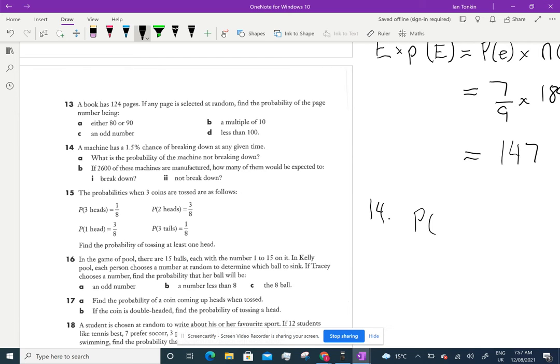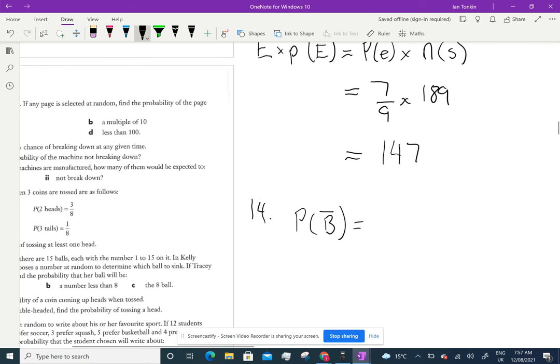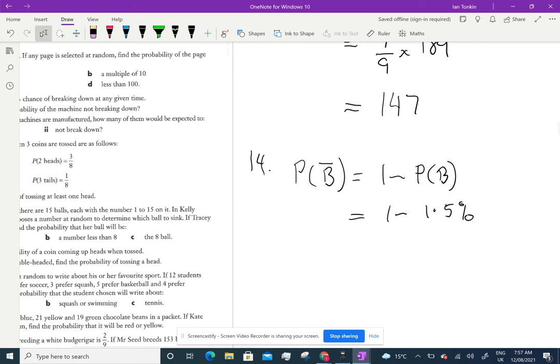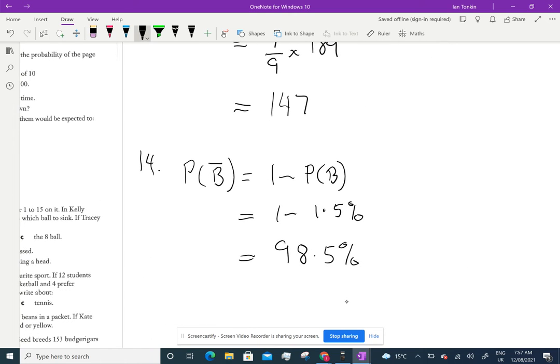Well, the probability of the machine breaking down or not breaking down is 1 minus the probability of it breaking down. Well, that's 1 minus 1.5%, which is 98.5%. But if you use decimals, it would be 1 minus 0.015. I said 1.5 before, which is 0.985.